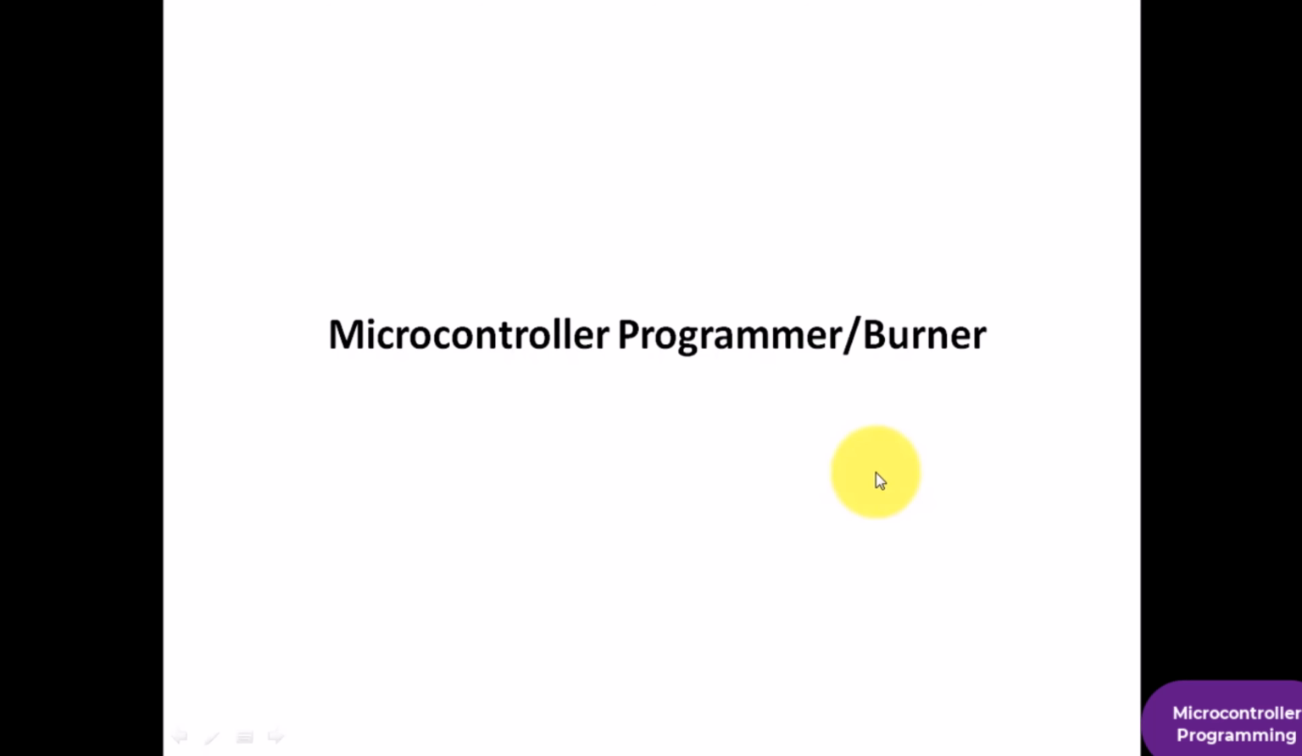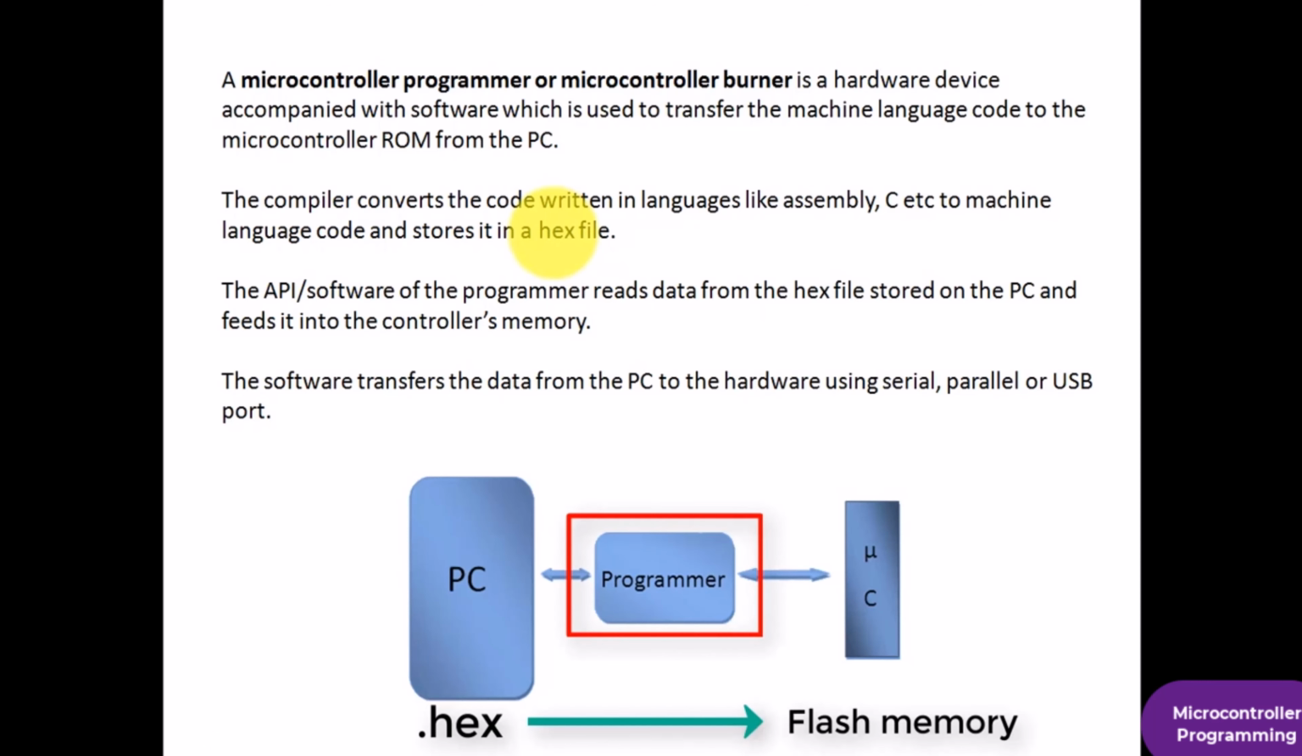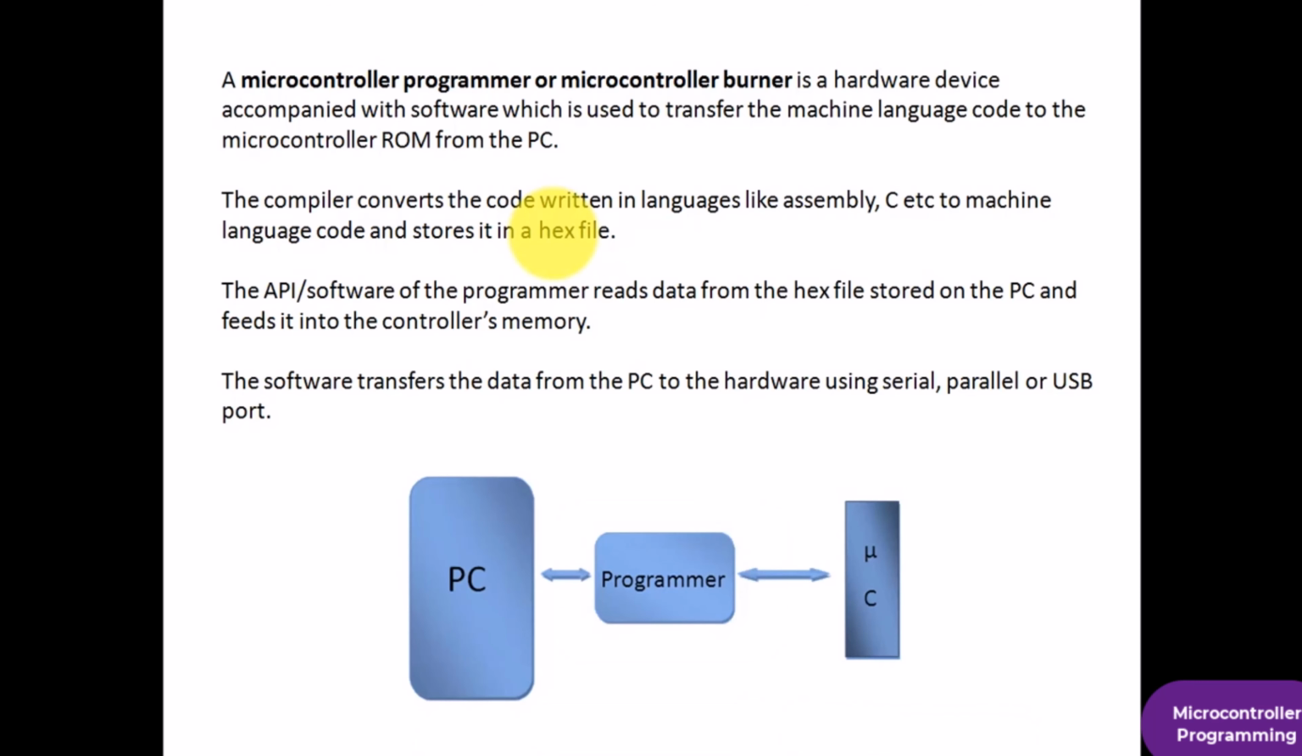Hi. In this video, I will tell you how you can burn code into the microcontroller flash memory or ROM memory. Normally we use compilers and assemblers to convert our written source code into machine code. This machine code gets stored in a file with the extension .hex. We require a microcontroller programmer or burner to write the content of this file into the flash memory or ROM memory of the microcontroller. A microcontroller programmer or burner is a hardware device accompanied with software, which is used to transfer the machine language code into the microcontroller ROM memory.